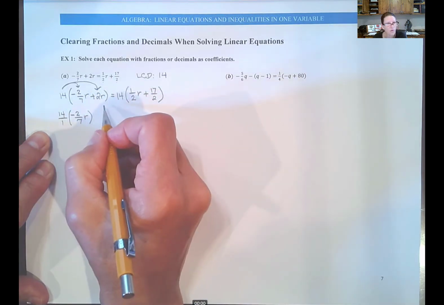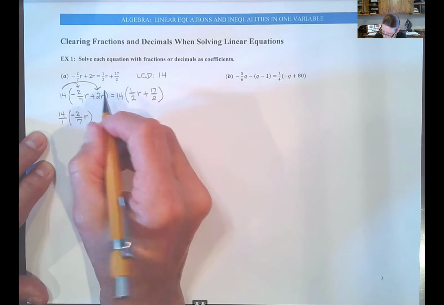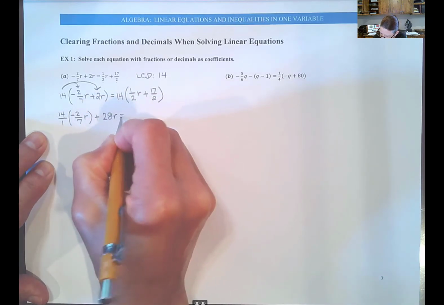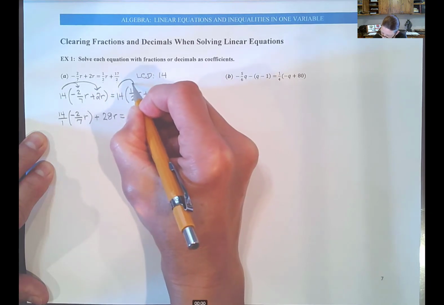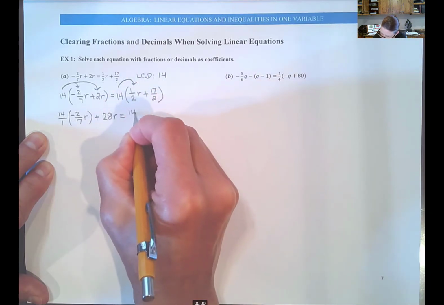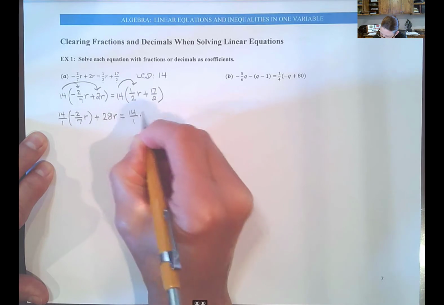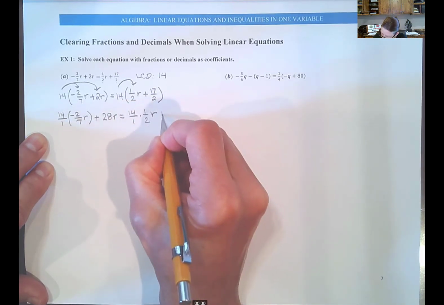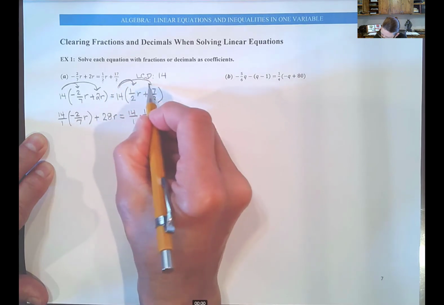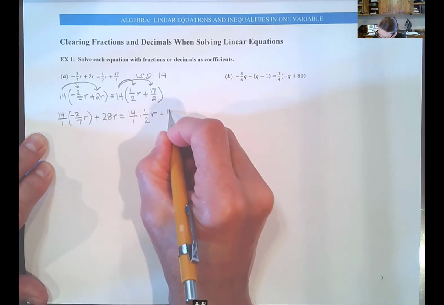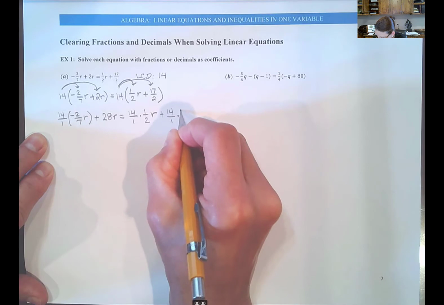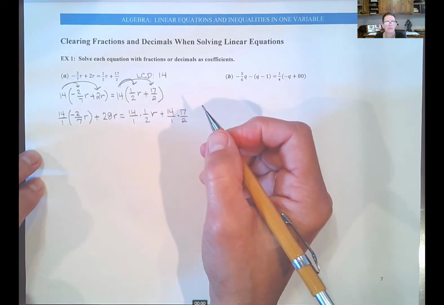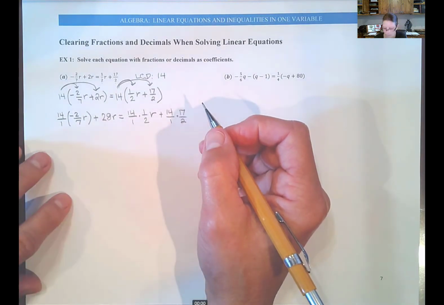And I'm going to go ahead and perform that multiplication. That's 28r. On the right-hand side, we'll take 14 times 1/2, and I'll write that out. 14 over 1 times 1/2, that's 1/2 r, and plus 14 times 17/2. And again, I like to write that 14 in the numerator so we can see how these fractions line up.